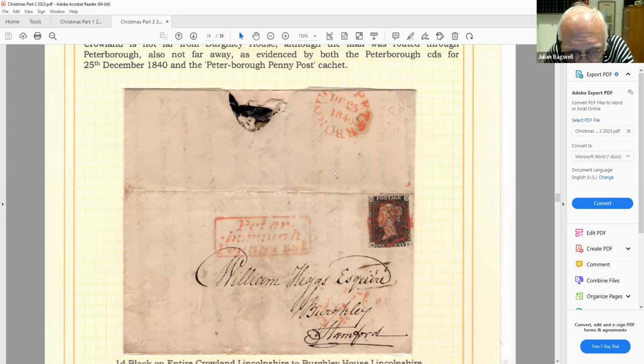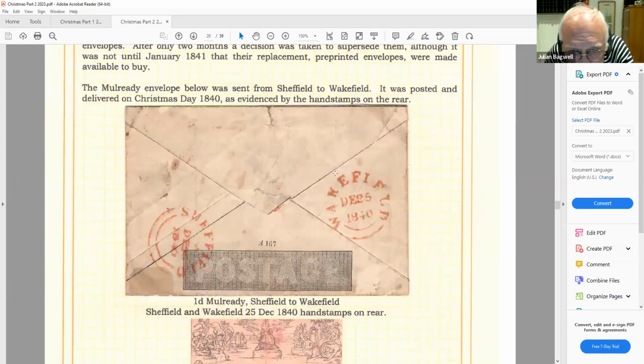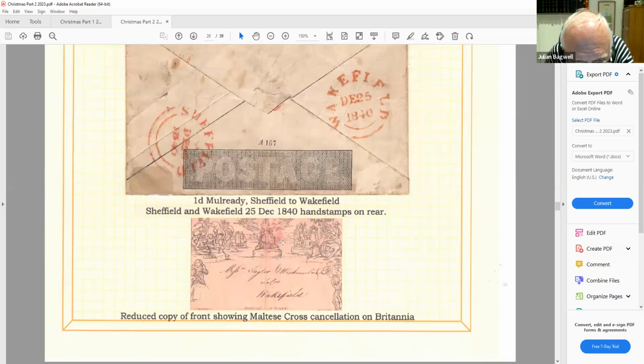And then I've got a couple of examples of mulberries, and I'll just scroll down to the first one, because this is one with a December the 25th, 1840 cancel for Wakefield. This is the mulberry.